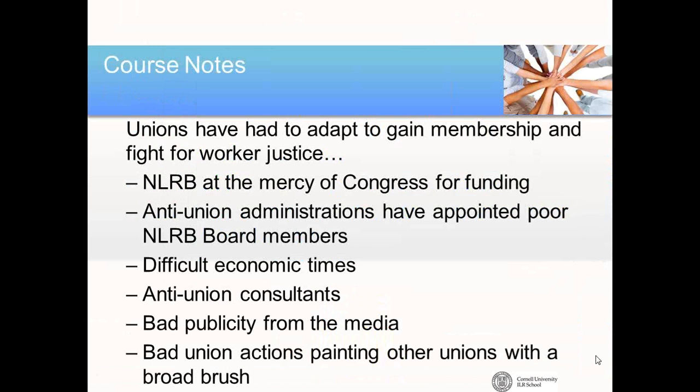So there's a number of reasons why things aren't working the way they were intended back when the National Labor Relations Act and the various public sector laws were created over time. So, what can we do differently?